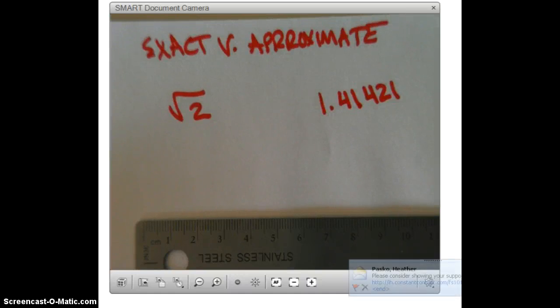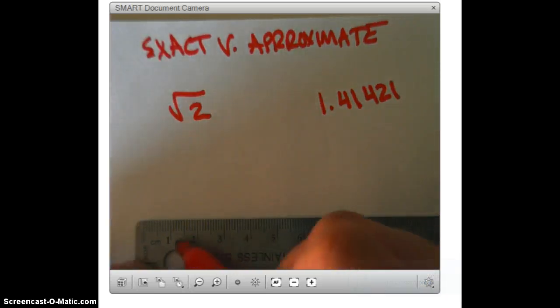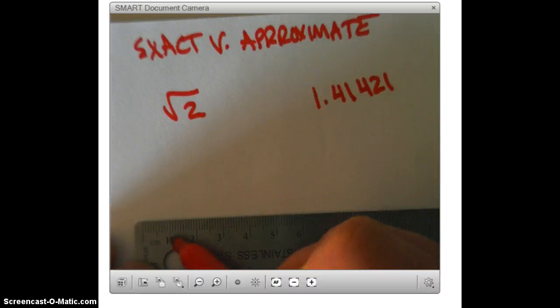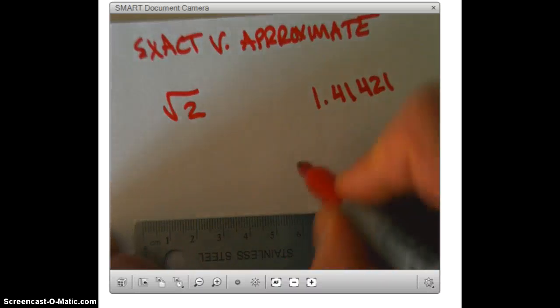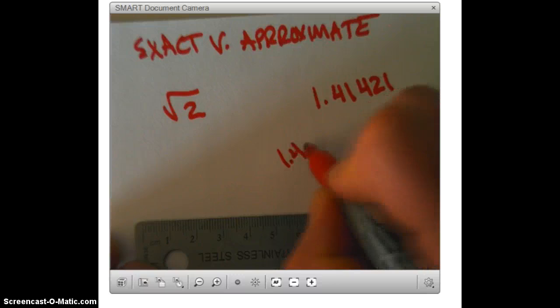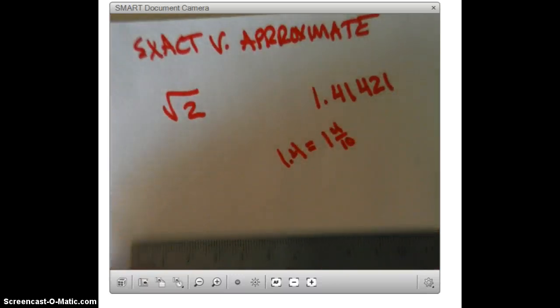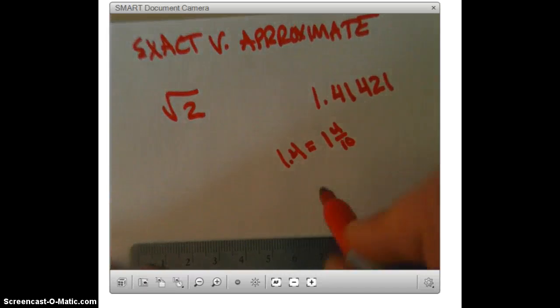Well, if you wanted to find 1.4 on the ruler, what you would do is you would look between 1 and 2, and what you would end up doing is you would go 4/10 of the way across, so it would be just before 1.5. In other words, 1.4 is the same as 1 and 4/10. Now, if you want to be a little bit more exact, you would have to go to 1.41, right? And 1.41 is 1 and 41/100ths.